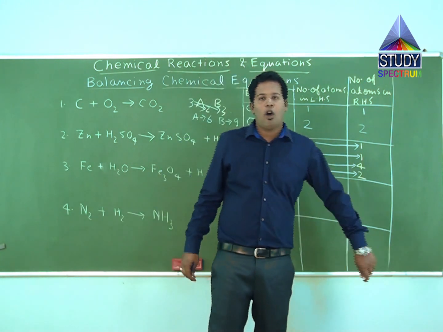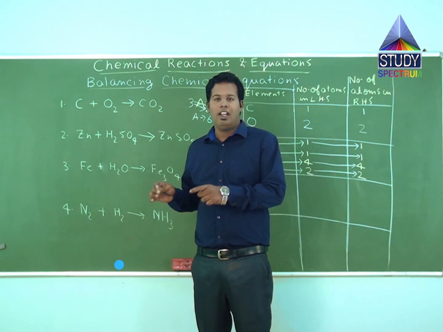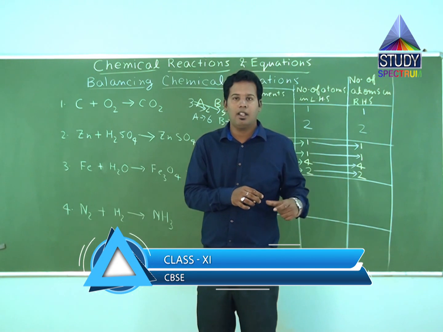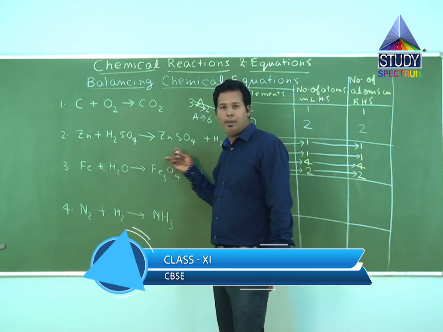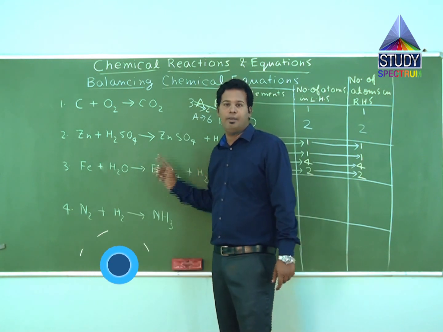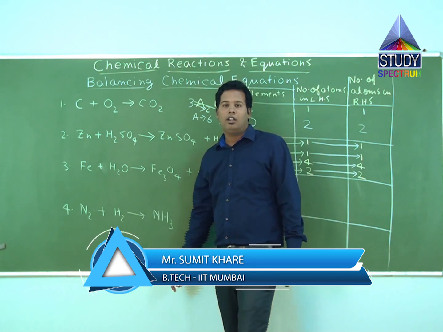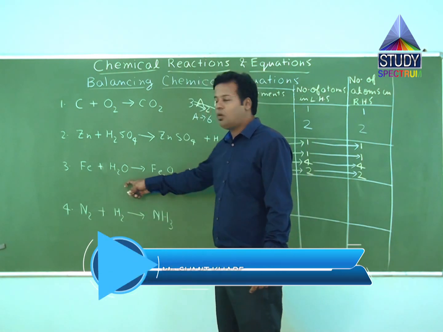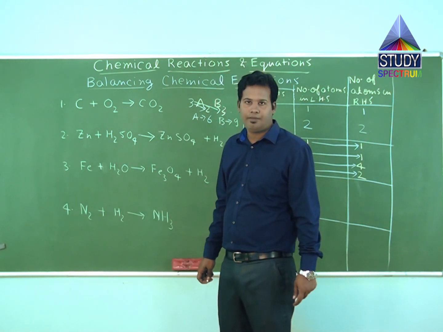It means the number of atoms of each element in LHS is equal to number of atoms of each element in RHS. It means in terms of conservation of mass, this reaction is already balanced. We may not place any number. Correct? Now let us talk about the third reaction, that is Fe plus H2O gives Fe3O4 plus H2, hydrogen gas.